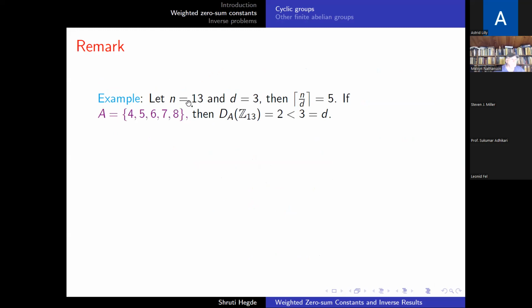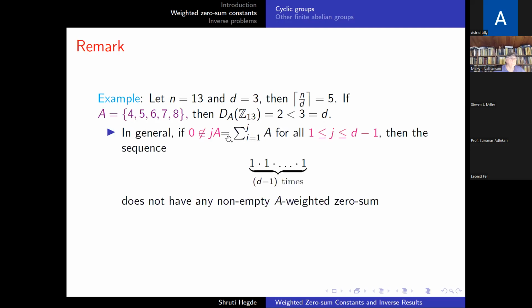For example, if we take n as 13, d as 3, so that ceiling n by d is 5. And if we take this set A as the set of 5 consecutive integers, 4, 5, 6, 7, 8, then one can check that DA(Z13) will be 2, which is less than the value of d.